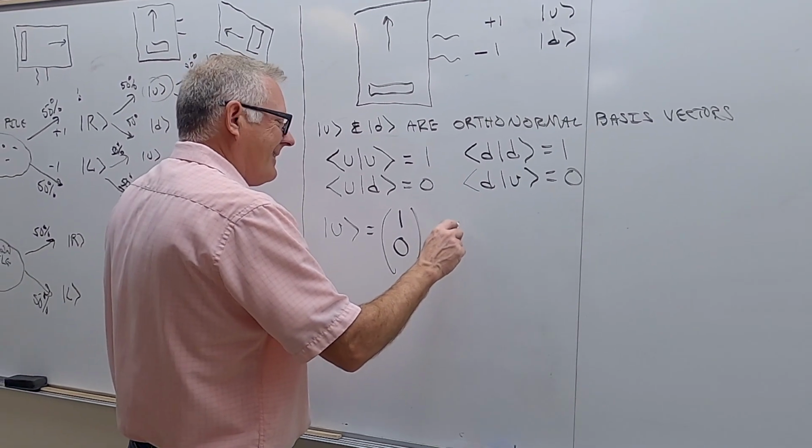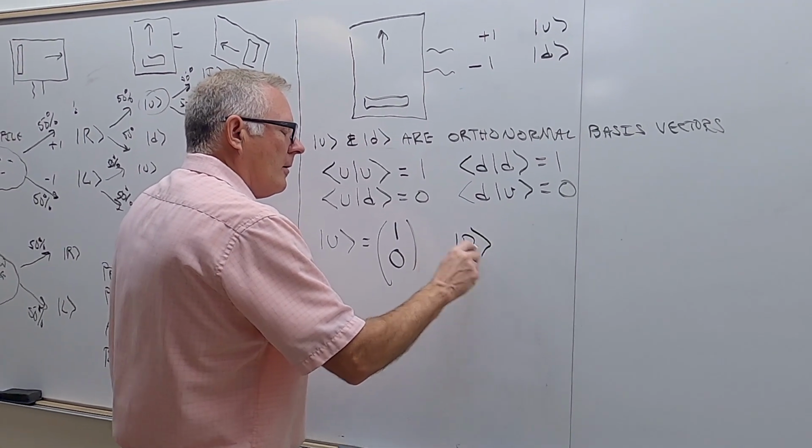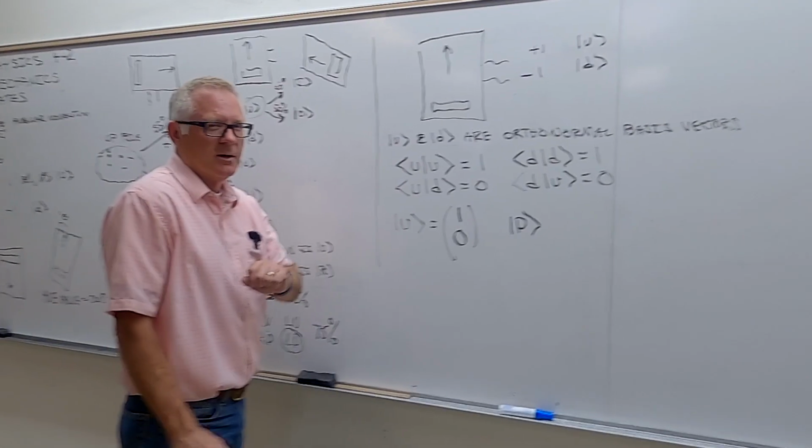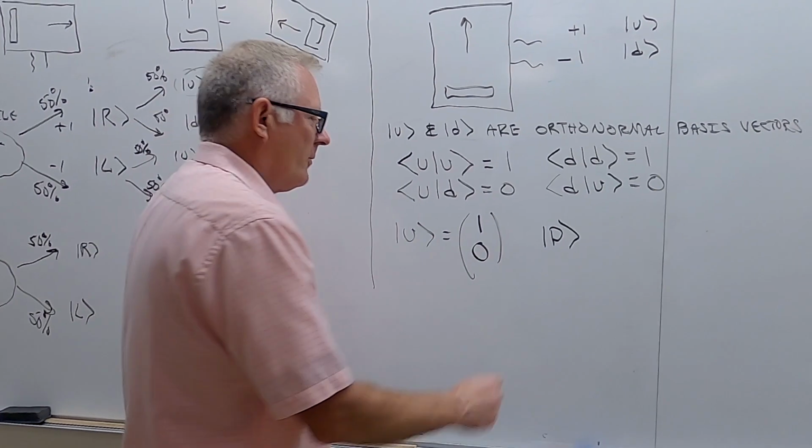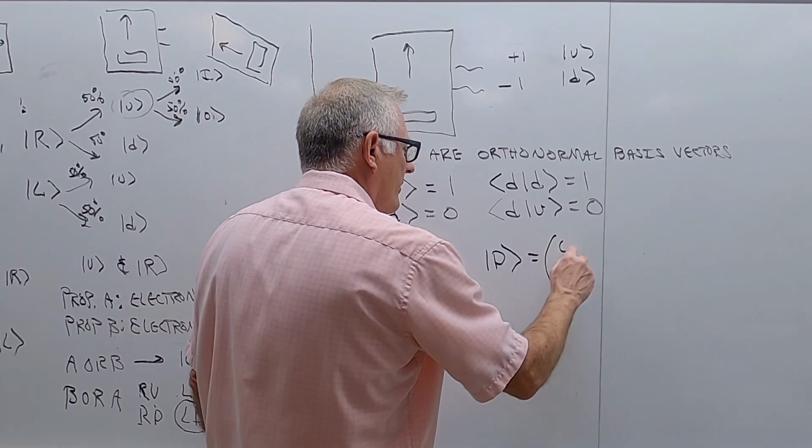And we need to make the down perpendicular to this one, so that when we dot them together, we get 0. Well, 0, 1 will work.